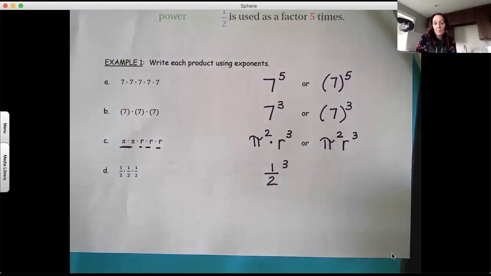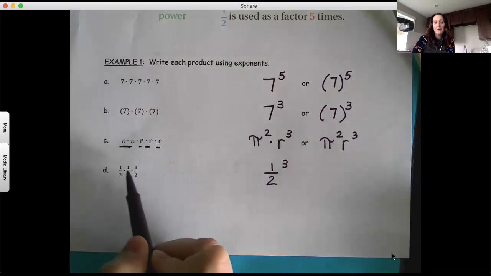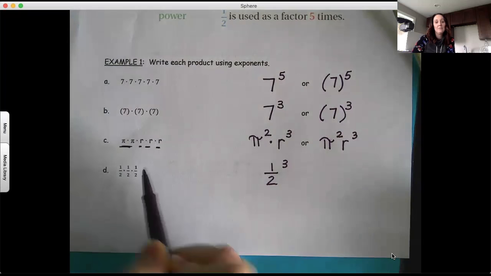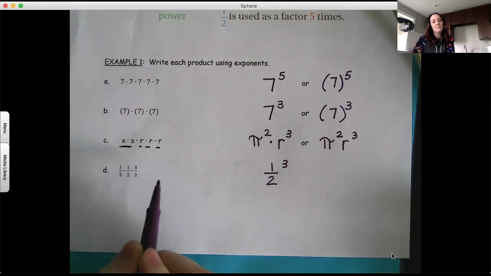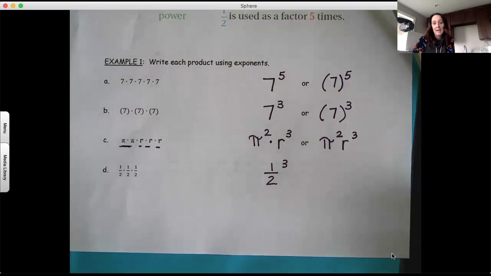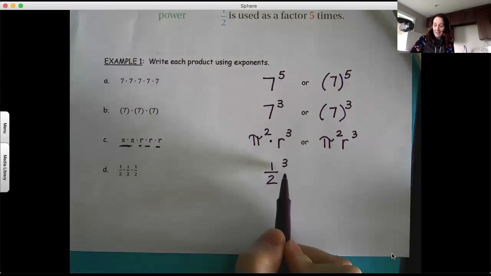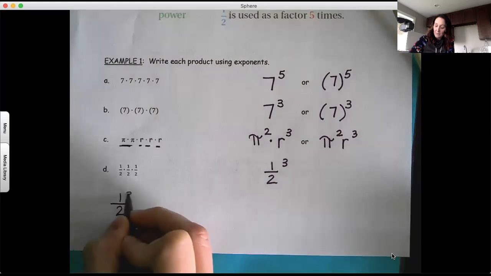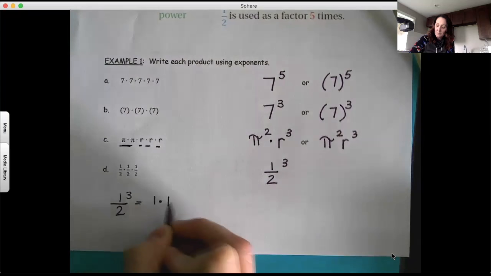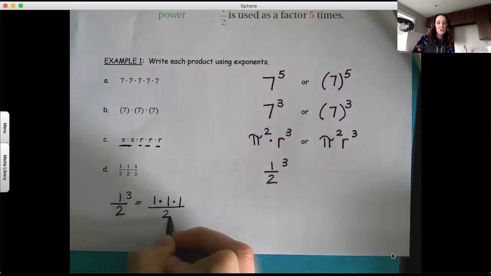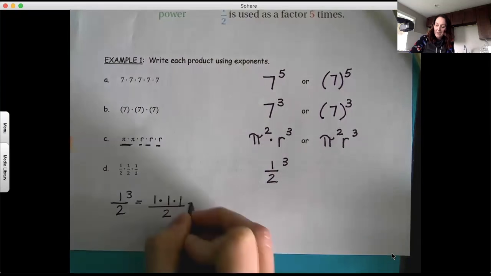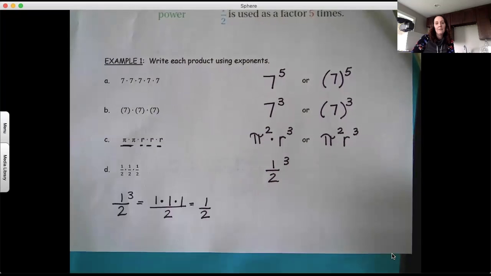This would not be correct because parentheses is like a big hug. Okay, parentheses is going to hug everything inside together. Notice 1 is being repeated by multiplication 3 times, and 2 is also being repeated by multiplying by itself 3 times. If I just write it like this, I'm going to show you what that would be. This would be like saying 1 times 1 times 1 times 2. And notice when you do that, you get an answer of 1/2.